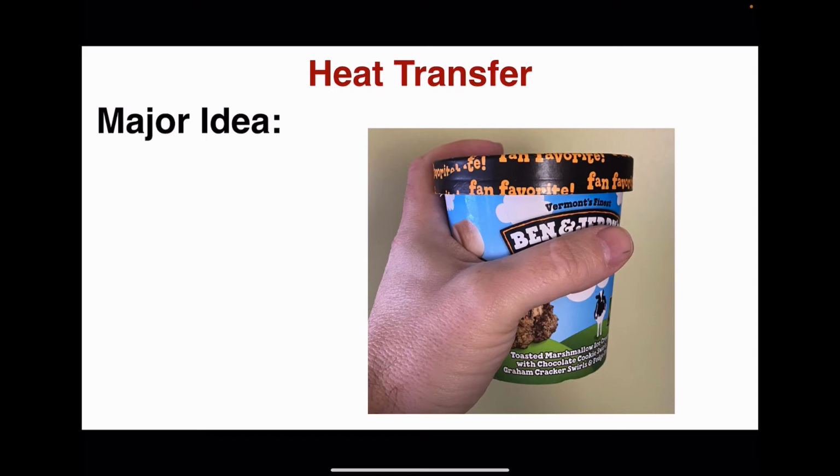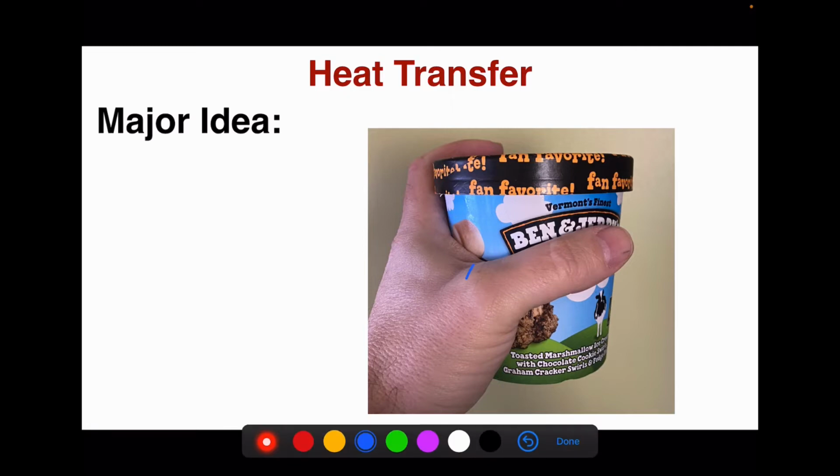Today I'd like to talk to you about heat transfer. The major idea with heat transfer is we're trying to figure out how rapidly energy is passing through a barrier between a hot object and a cold object. So we want to know how much energy is passing through the barrier per second.